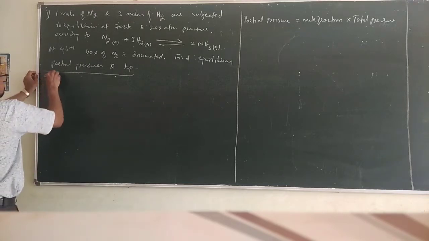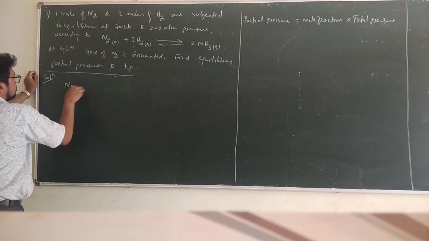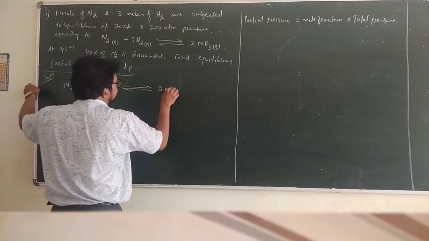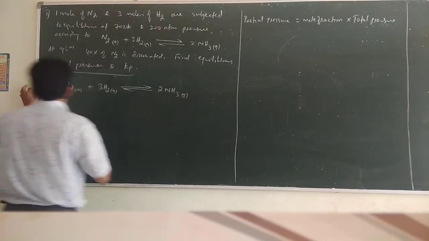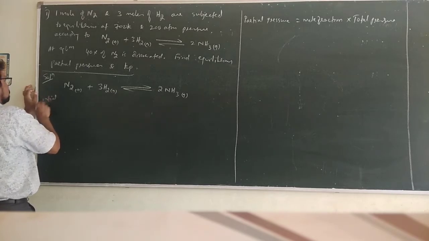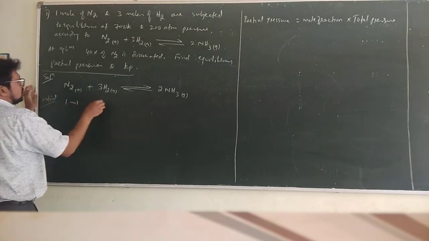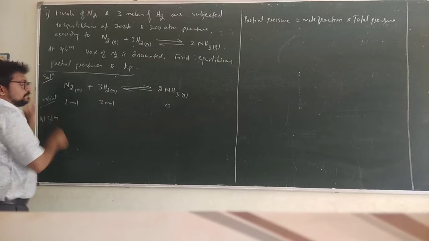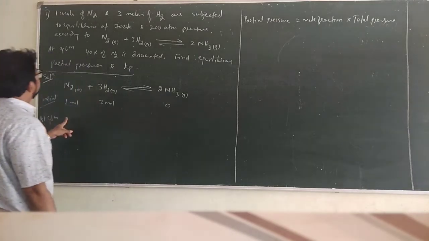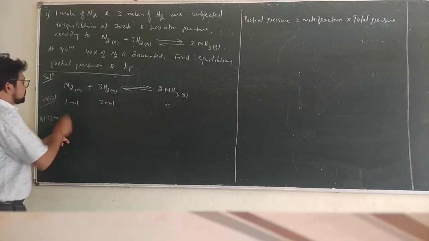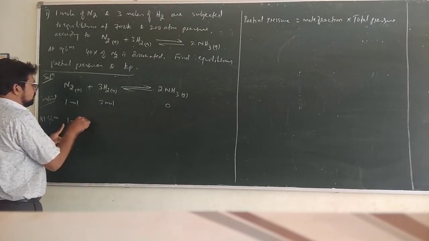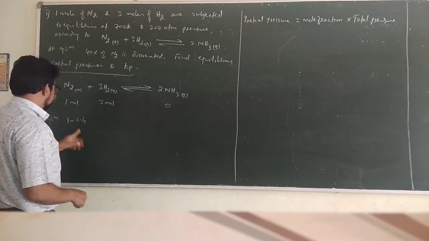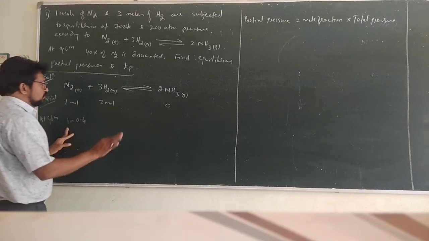So solution: N2 gas plus 3H2 gas giving 2 NH3 gas. Initial number of moles 1 mole, 3 mole, and you have not taken anything. At equilibrium, 40% of nitrogen is dissociated. So 1 minus 0.4, is this correct? When 40% of nitrogen is dissociated out of 1 mole, that means 0.4 mole has gone.